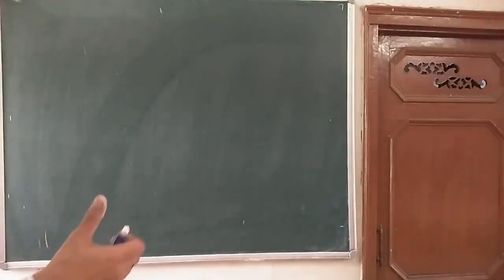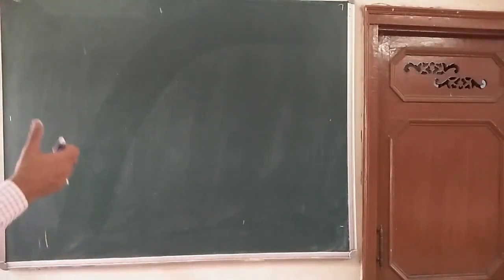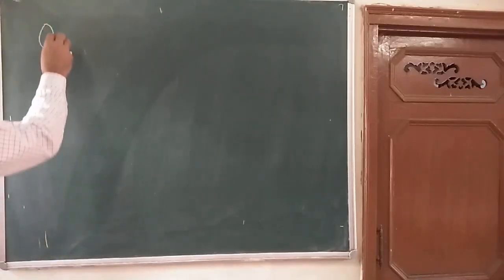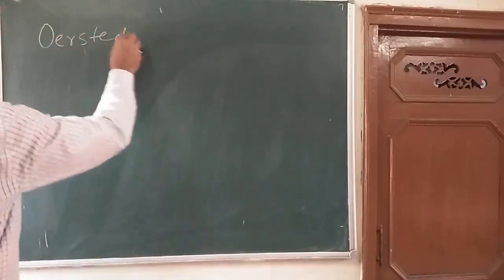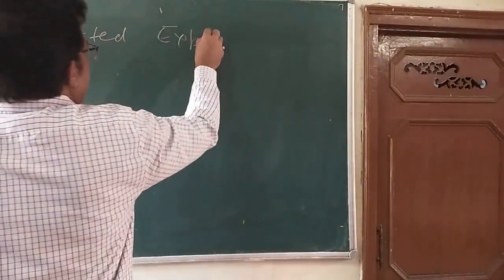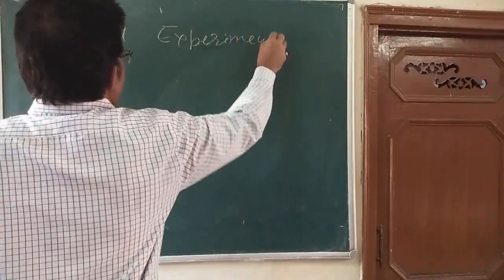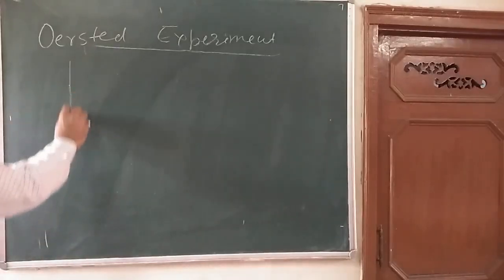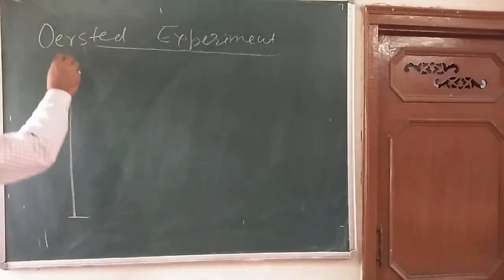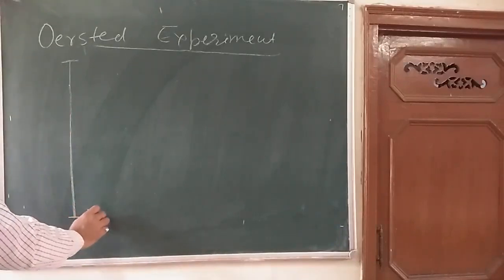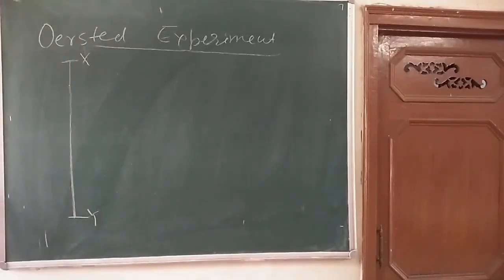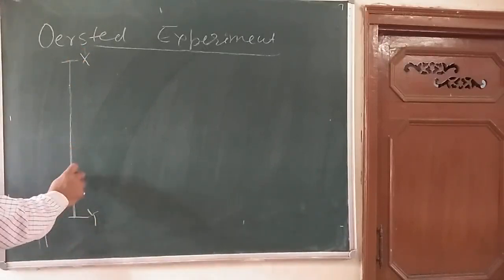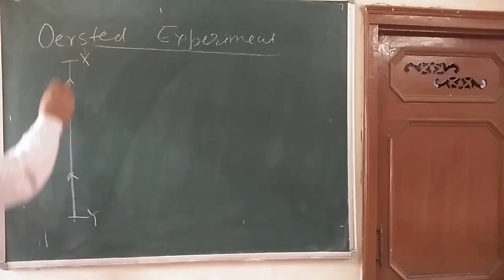Okay? Now, in continuation of this magnetic field and magnetic field lines, we are going to discuss Oersted's experiment. Oersted is a scientist's name. Oersted's experiment. What is that? Let us see. For that, we are taking here a conducting wire. Suppose this is the conducting wire. This is Y end and this is X end. And the direction of the current in this wire is from Y to X.